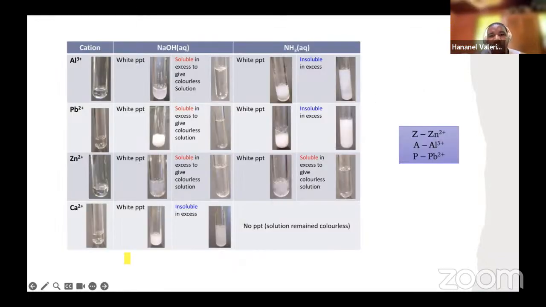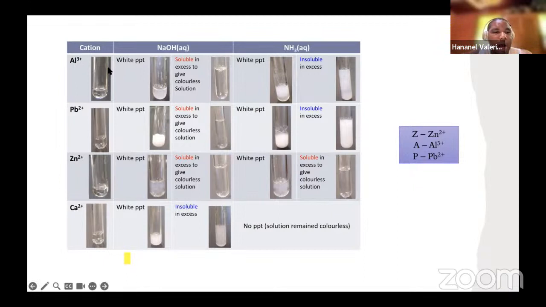Now, these are the tests we need to concern ourselves with, more or less. The cations and the anions, right? And I want to introduce you to ZAP very early because these three are very, very troublesome. Zinc, aluminum, and lead. They have almost identical reactions for all three of the tests, okay?